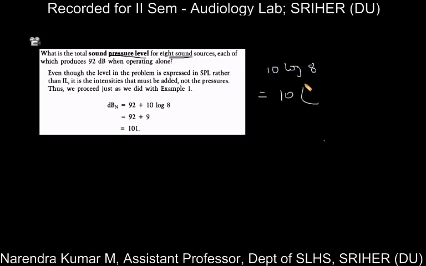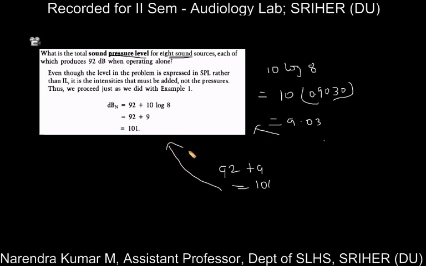0.9030, which corresponds to a value of 9.030. Let us assume it to be 9 decibels. The base intensity is 92 dB. So 92 plus 9 will become 101 decibels. The resultant intensity in this particular example is 101 decibels.